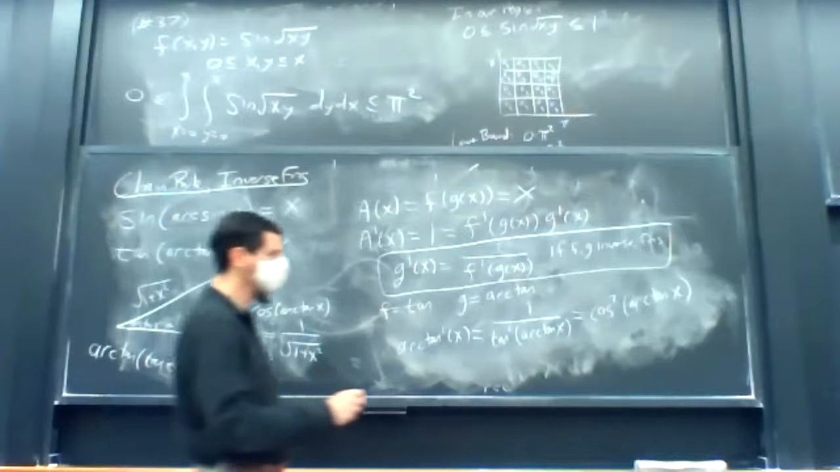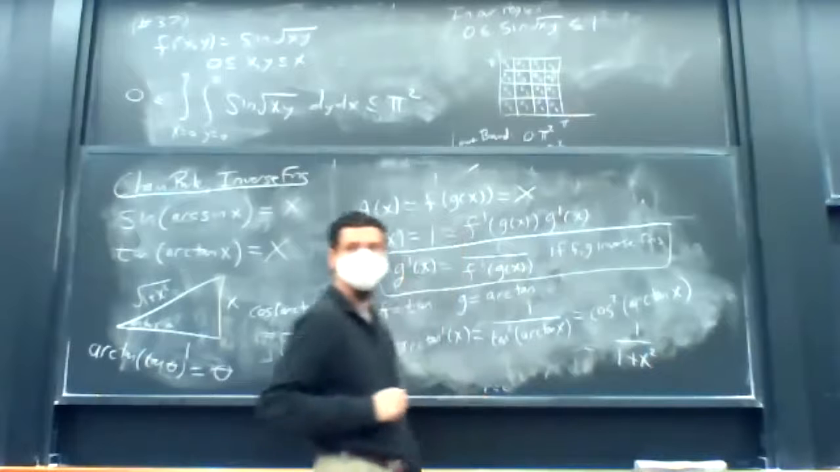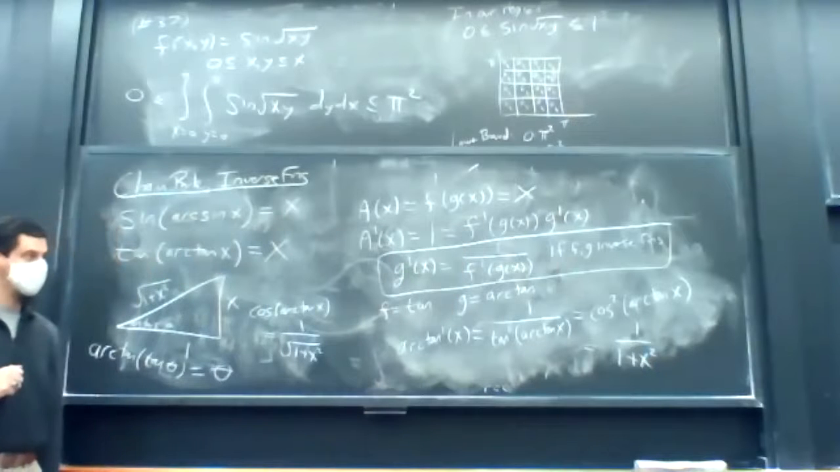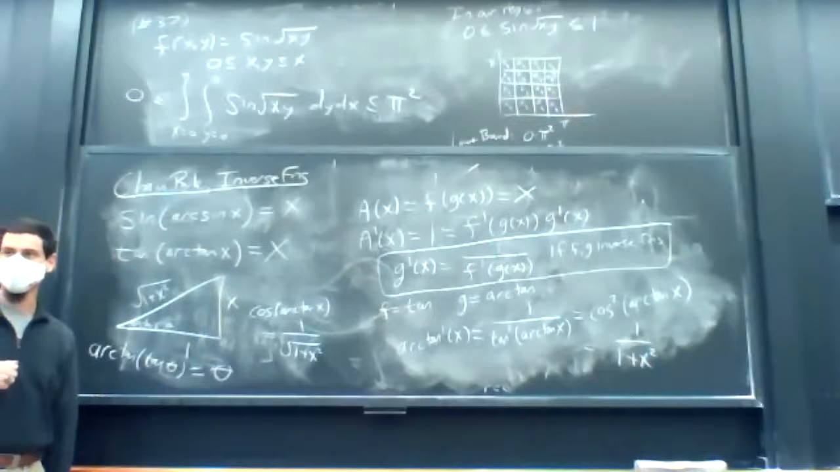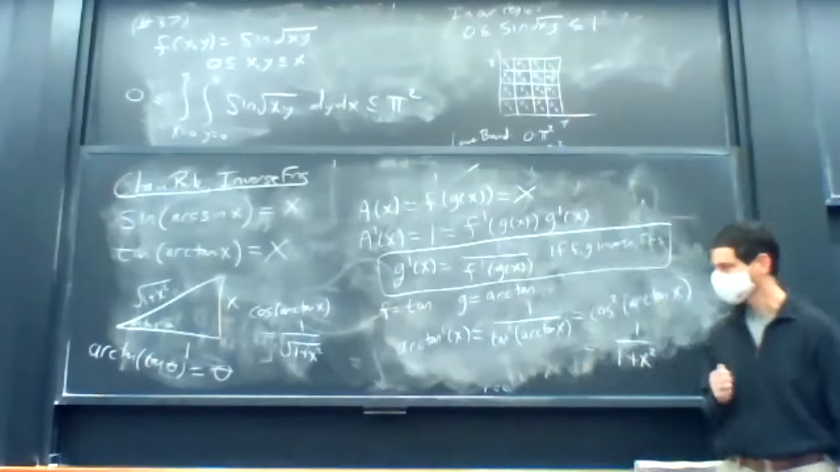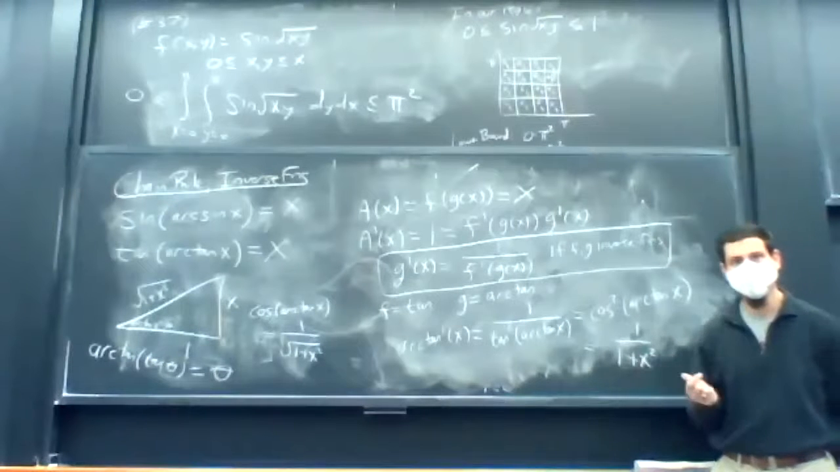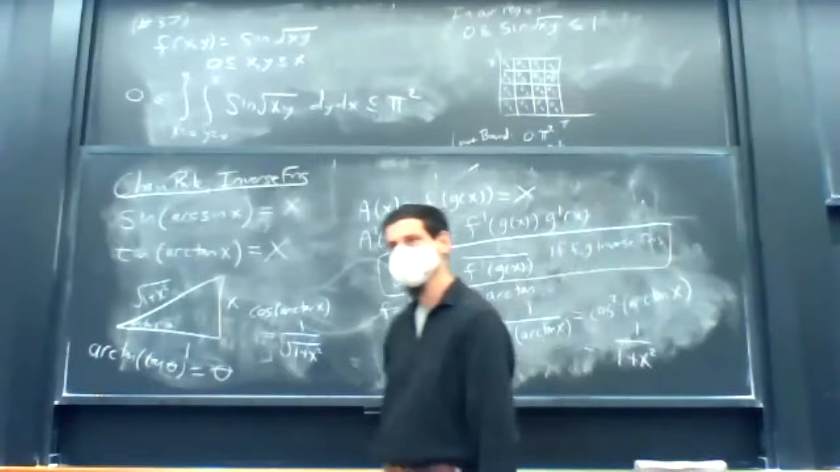So if we plug that in over here, this is just 1 over 1 plus x squared. That's much better than cosine squared of arctangent of x. This is the power of the inverse function. This is the power of the chain rule. What we have just found is a function whose derivative is 1 over 1 plus x squared. So another way of saying that is we've just found the integral of 1 over 1 plus x squared. What is the integral of 1 over 1 plus x squared?